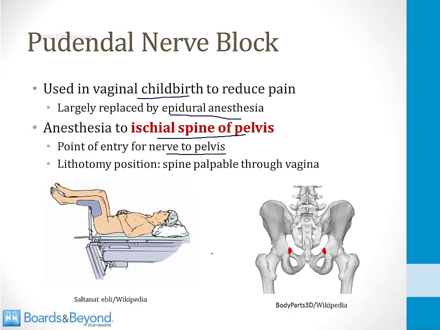So the way you do this is you have the patient lie in the lithotomy position. That's what's shown in this picture right here. And then through the vagina, you palpate the ischial spine of the pelvis, which is this point right here. And then you inject a local anesthetic in this region, and that will numb the pudendal nerve, and that will provide pudendal nerve block during childbirth. And that concludes our video on the lumbosacral plexus.